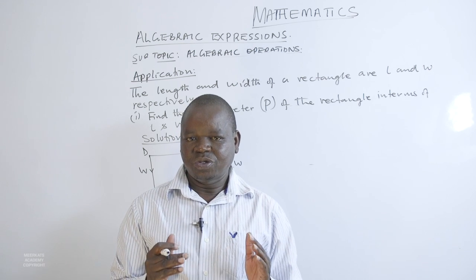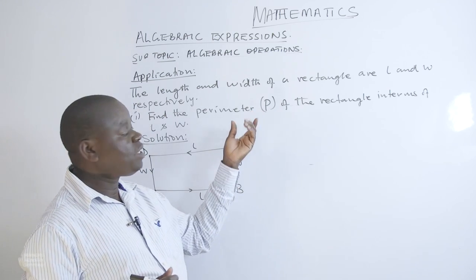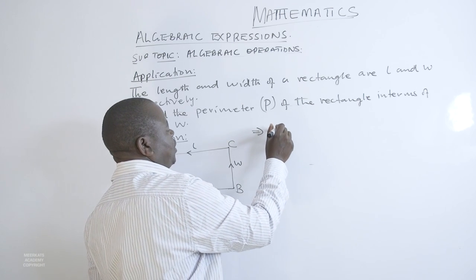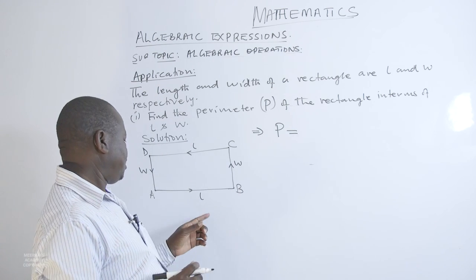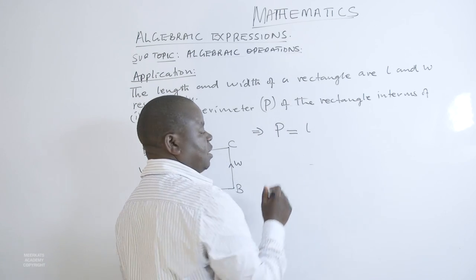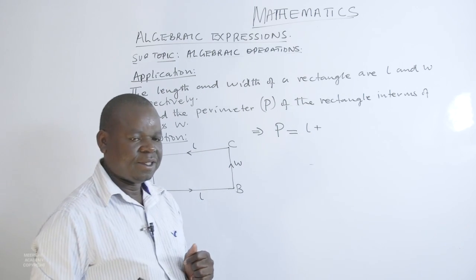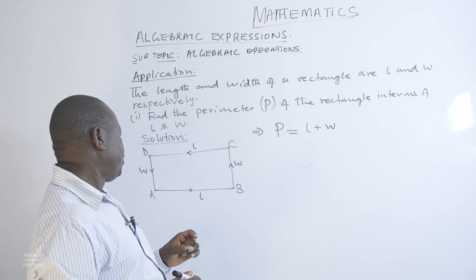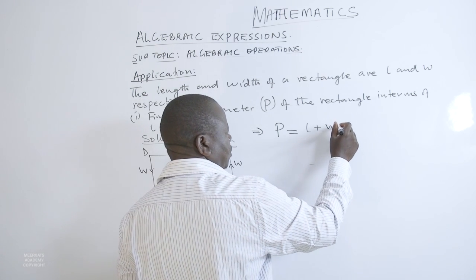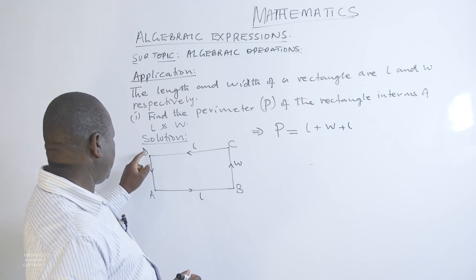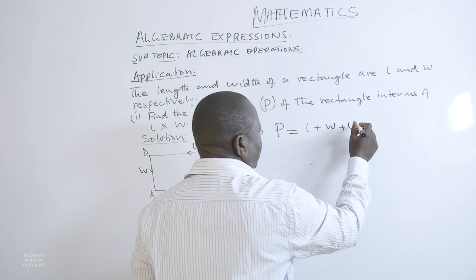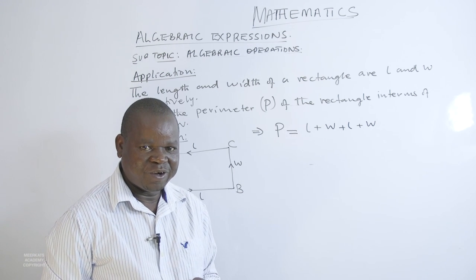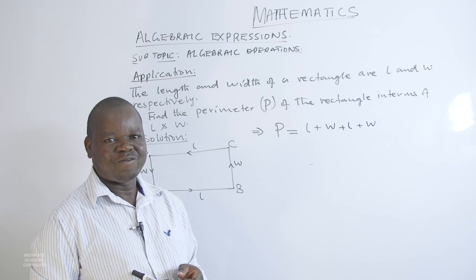Now, because we have been asked to express perimeter P in terms of L and W, we therefore say that perimeter P will be equal to A to B is L, plus B to C, which is our W, C to D is another L, then D to A is W. So you can see we have already found our perimeter because we've added the distance all around the figure.